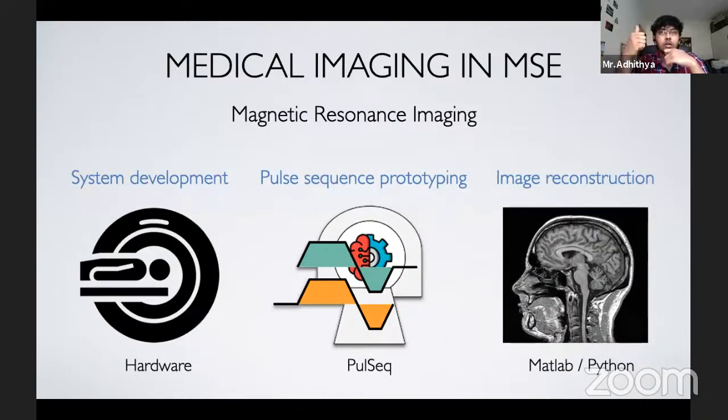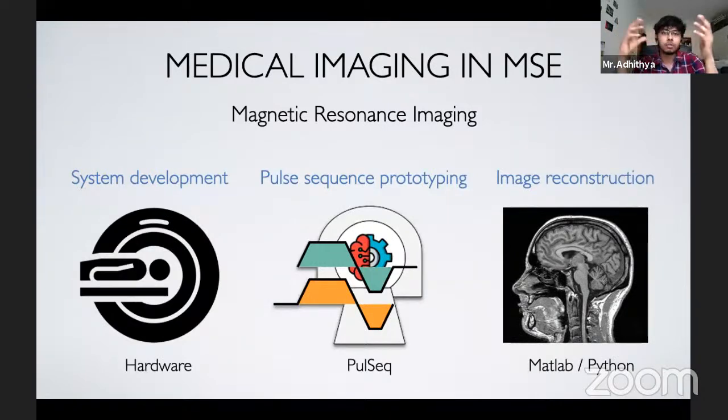And this pulse sequence development is done using certain software. One of the software tools which I learned was Pulseq, which you can see from the slide. That is an open source tool which you can use for pulse sequence development, and we can do it in MATLAB and Python. And this is basically used to develop different pulse sequences in order to get different kinds of images, because each pulse sequence produces different images in terms of contrast.